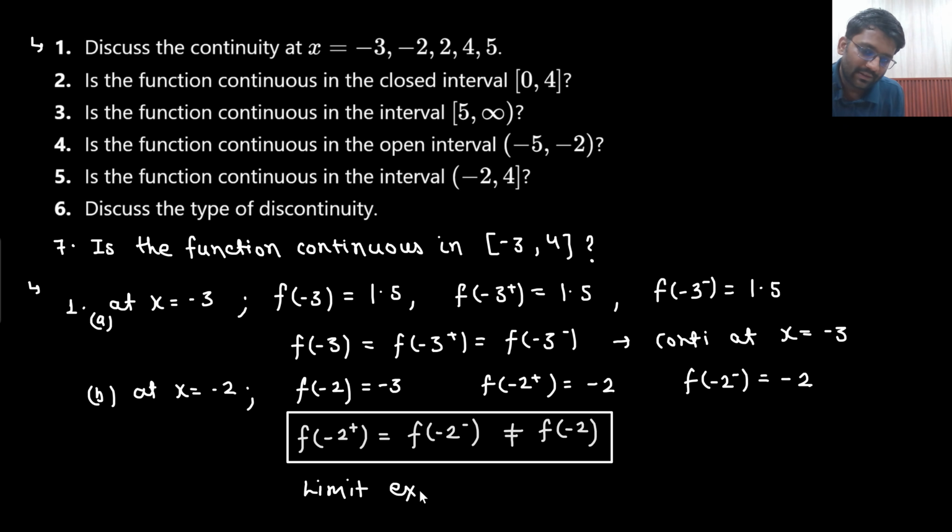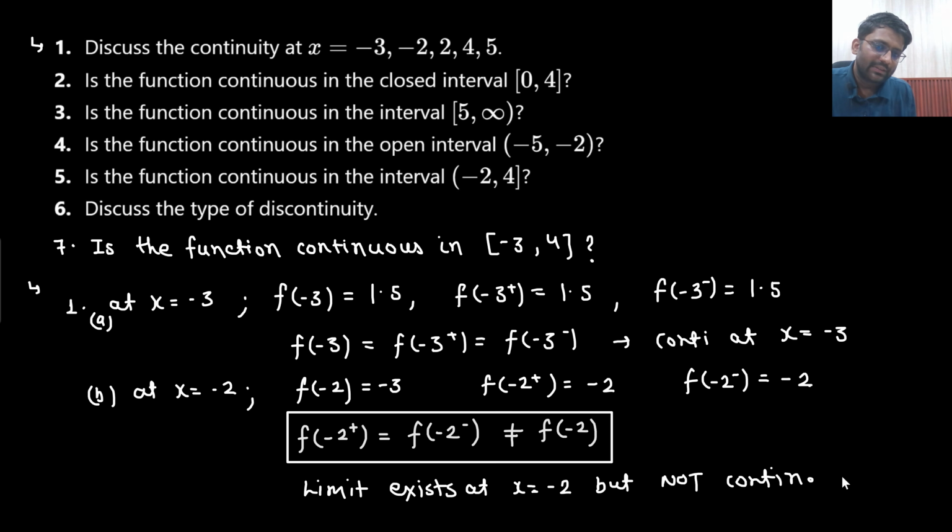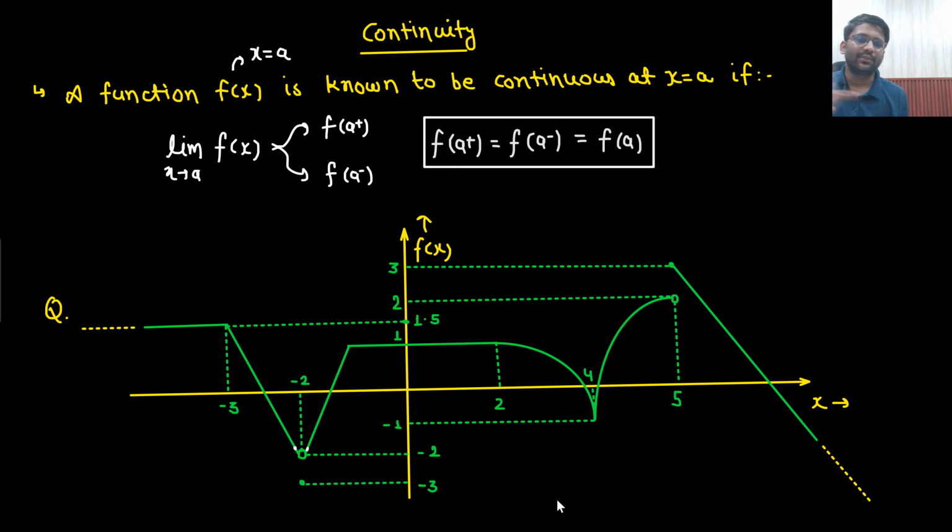So limit exists at x equals minus 2, but not continuous at x equals minus 2. Okay, limit exists, but it is not continuous. Is that understandable to you? Because f of minus 2 plus and f of minus 2 minus are the same, but f of minus 2 is different. Okay, let's talk about at 2.